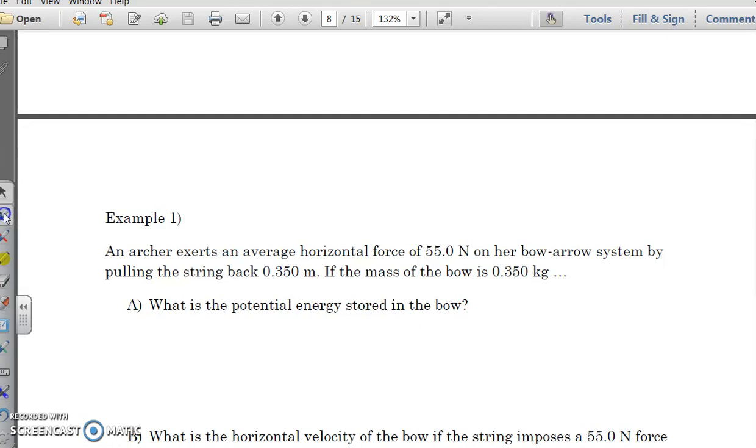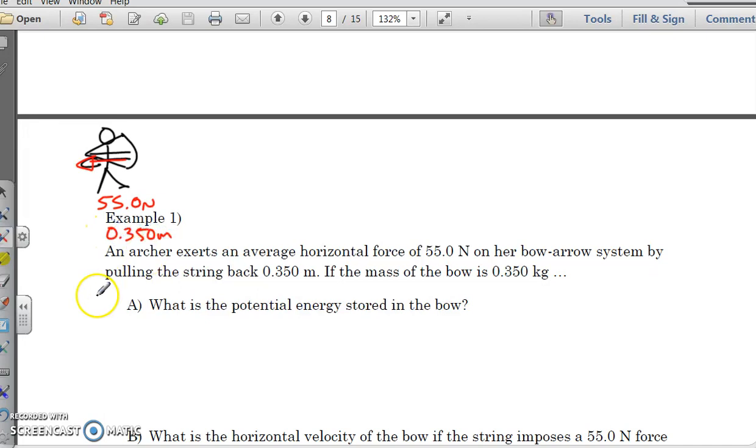So what we've got here is this archer pulling back the bow, right? So this force here is 55.0 newtons, and the string is going back a distance of 0.350 meters. We also know the mass is 0.0350 kilograms.